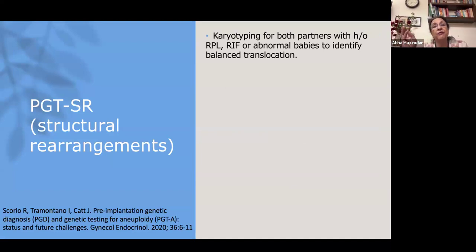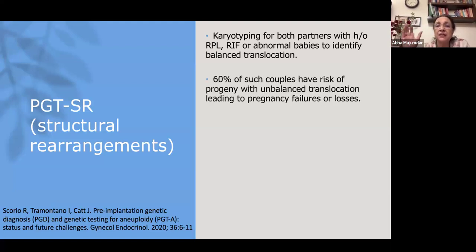If they have history of repeated pregnancy losses or recurrent implantation failure in IVF, we still do a karyotype if we find we are transplanting a very nice embryo, yet it is not implanting. And it is also done for abnormal babies to identify balanced translocation. Different types of balanced translocations are associated with abnormalities, IUGR, etc., and hence karyotyping is done for both partners. 60% of such couples have a risk of progeny with unbalanced translocation, leading to pregnancy failures or losses. I'll explain this in a minute.